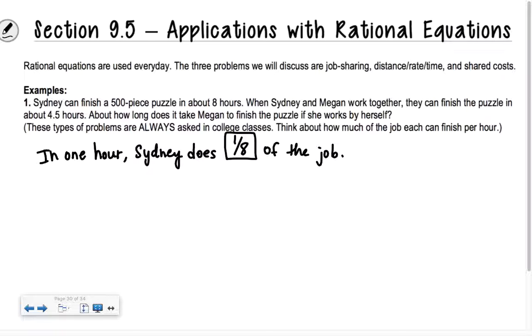Okay, together, this is kind of a weird way to write this fraction. It makes more sense with a nice whole number. If it took 5 hours together, then they can finish 1/5 of the job. But if it's 4.5 hours, we write it in a weird way: 1 over 4.5 of the job.